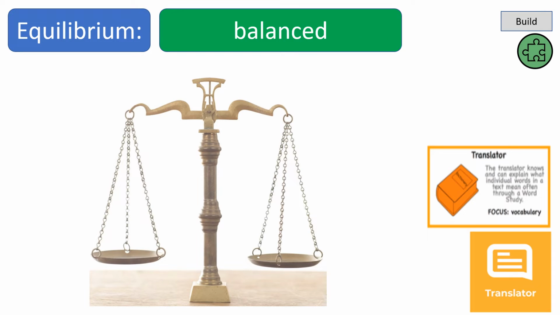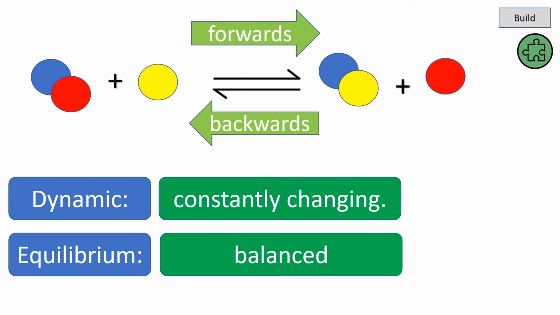Equilibrium, however, means that something is balanced. So it's even, it's equal. So you have a situation here, dynamic equilibrium, where you are describing a chemical reaction as both constantly changing and balanced. How is that possible? Well, let's look at this chemical reaction here. I can tell it's a chemical reaction because I've made something new on the product side, and I can tell it's reversible because I have the split arrow in the middle there.